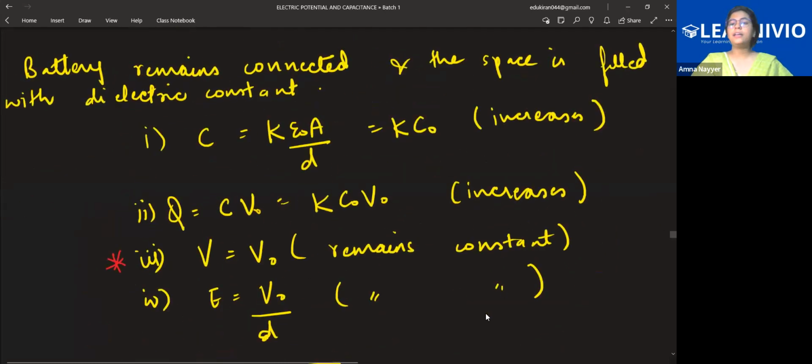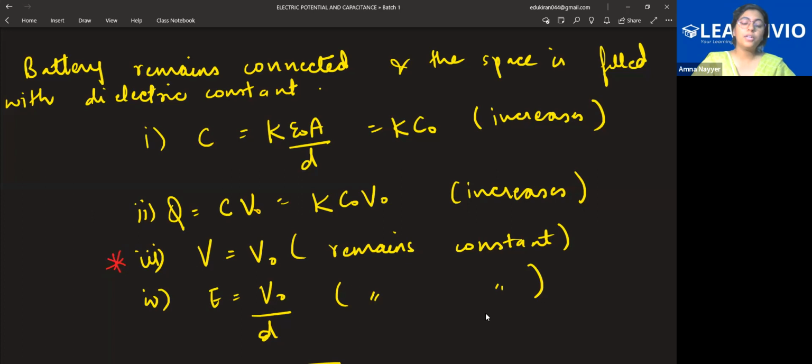Now, if the battery remains connected and a dielectric constant is filling up the space, then the capacitance becomes K times the capacitance in air, that is K times C naught. Then we have the charge. Charge also increases K times because the capacitance is increasing. So both of these increase. Then we have the potential difference. The potential difference remains constant.